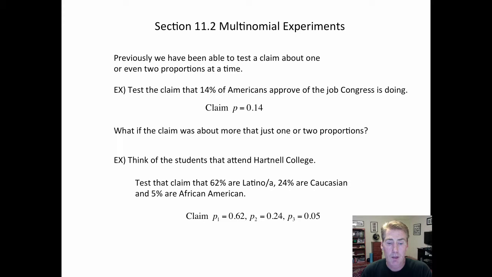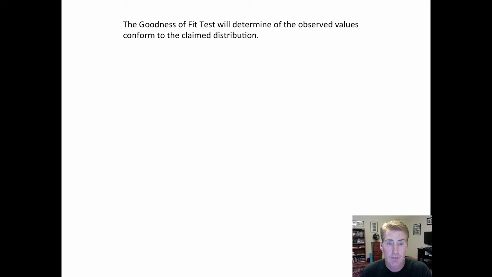So our claim would look something like this. Group number 1, 0.62, group number 2, 0.24, group number 3, 0.05. And like I say, we want to do one test to see if those percentages seem correct or not.